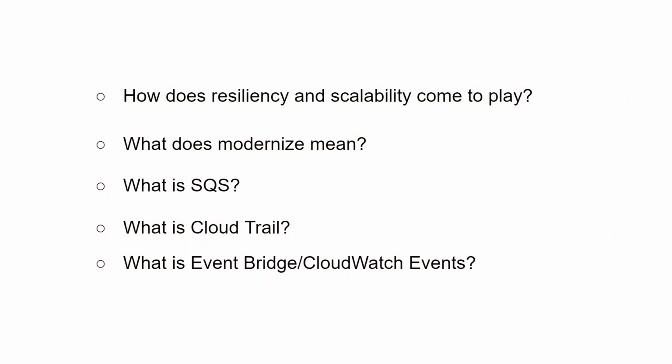Knowledge. There are 5 key things in this question. First of all, how does resiliency and scalability come to play? Typically in the AWS exams, resiliency and scalability means availability and auto-scaling. Resiliency means availability because the resilient application will be up at all times. And scalability means auto-scaling, because that means the application will be able to scale depending on the load.